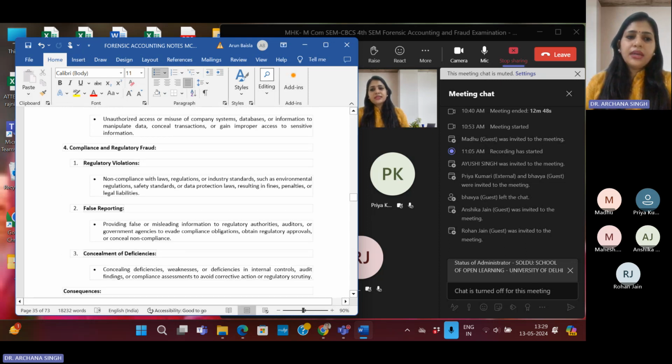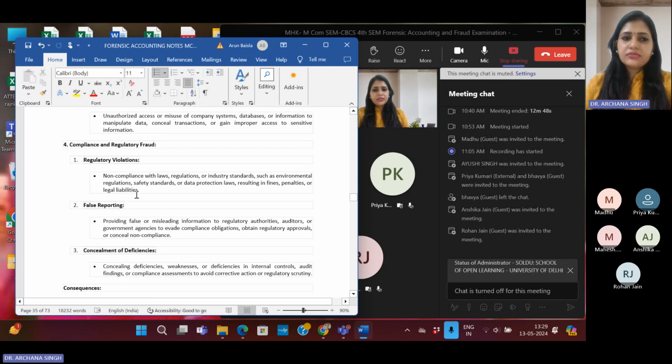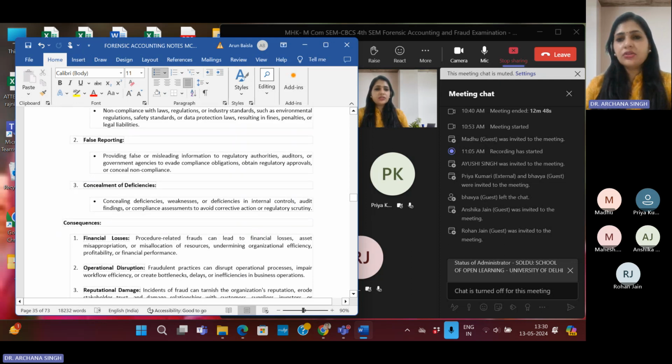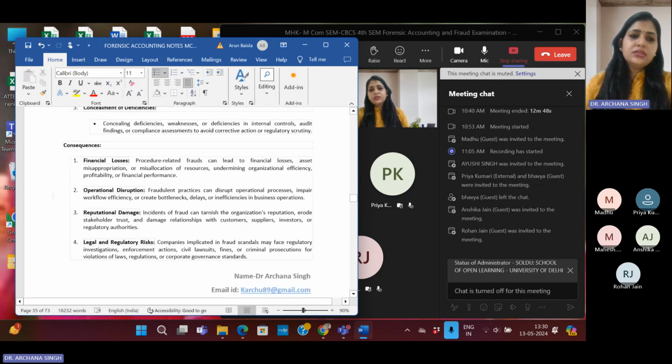Okay, now next is compliance and regulatory fraud. It includes regulatory violations, false reporting, and concealment of deficiencies, meaning non-compliance with the laws, regulations, industry standards, environmental regulations, and safety standards. Regulatory violations they can do: they can show that they are doing these things, but actually they are not doing. Then false reporting they may do while providing reports according to the regulations, but they are actually not doing. Then concealing the deficiencies or weaknesses: whatever deficiencies or leakages are there, they are not disclosing, they are concealing it.